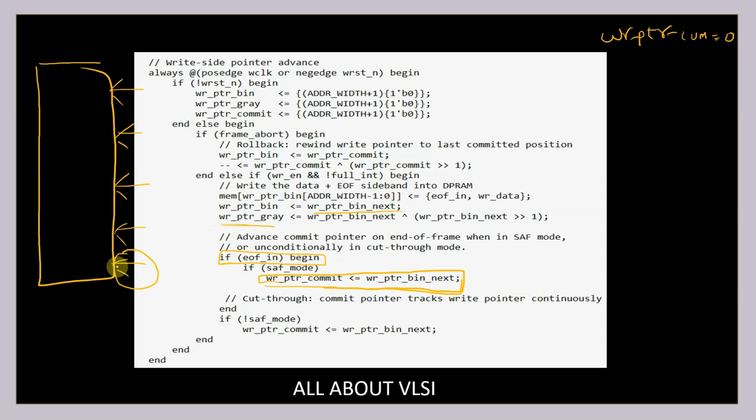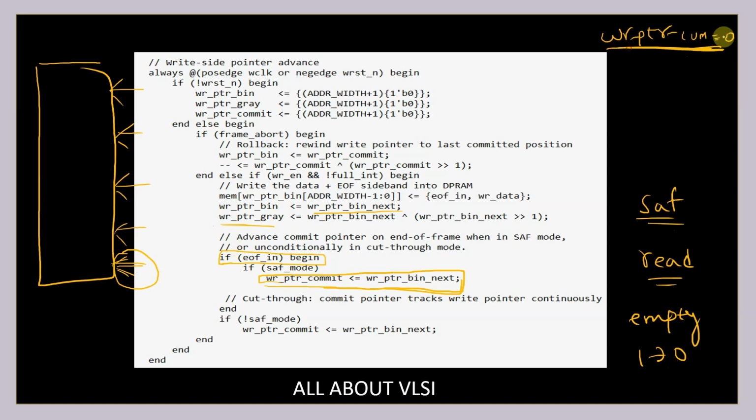Now the write pointer value is this, and I'm not directly giving this write pointer value to my read clock domain for calculating my empty condition if I am in SAF mode, because I should not make empty go from 1 to 0 until and unless I have reached the last particular location. So what am I going to do? I'm going to use another pointer, which is nothing but write pointer commit. So this particular pointer will be 0 only, and this is given to this read logic.